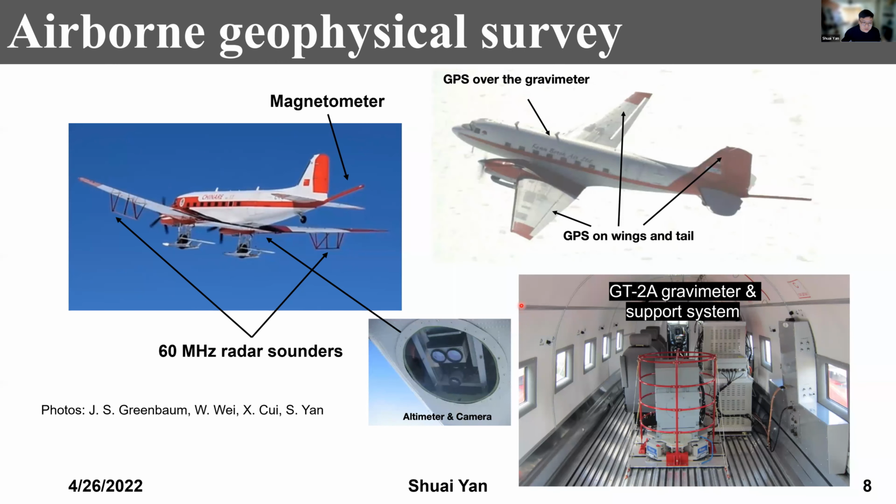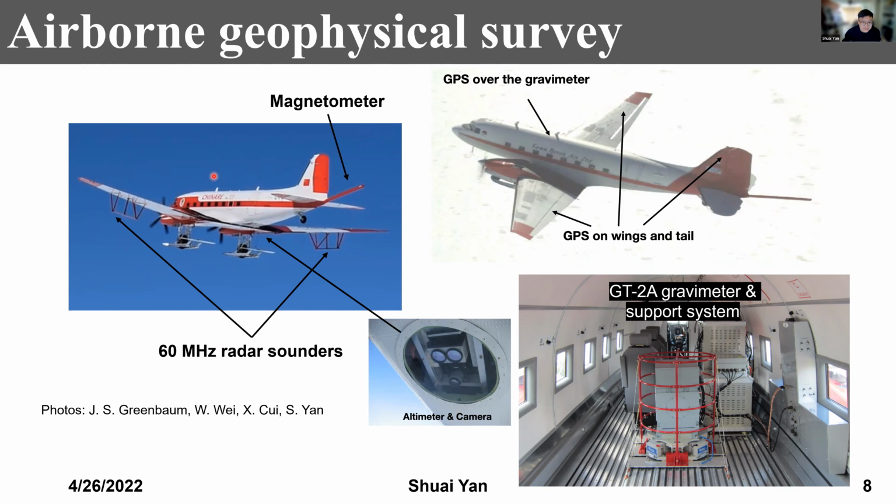The instruments were installed on a BT-67 aircraft. And you can see we put skis on the wheels of the aircraft so that it can take off and land on the surface of the ice sheet. We have radar sounders beneath the wings of the aircraft. And so the radar is pointing downward. So it constantly shoots out signal and listens for reflections.